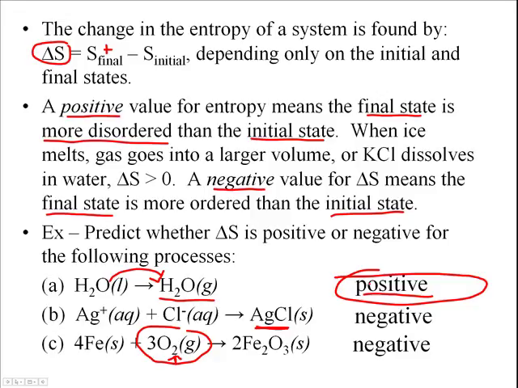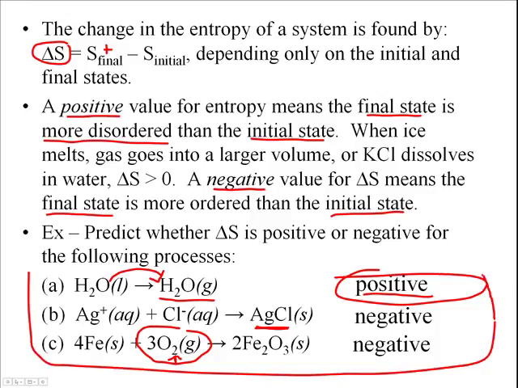Okay, so those are the three things that affect the spontaneity of a reaction: the enthalpy change, delta H, the temperature in Kelvin, and the entropy change, delta S, in a reaction. Okay, you absolutely have to be able to look at a reaction like these and be able to determine whether the entropy change for that reaction would be positive or negative or possibly zero.